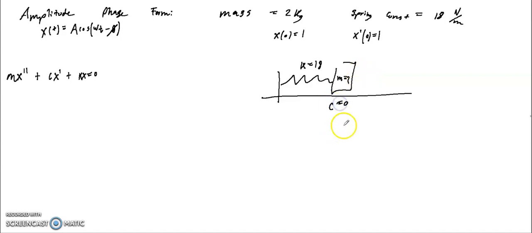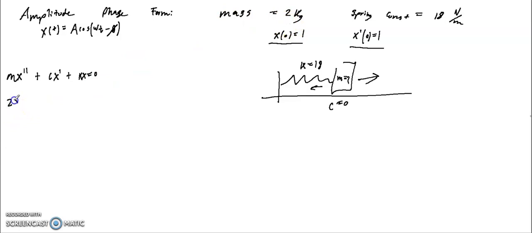But there's no damping constant, so there's no friction. So this is just going back and forth endlessly. So we also have some initial conditions, so we can find some constants. And well, let's jump right into it. So let's plug in our constants.